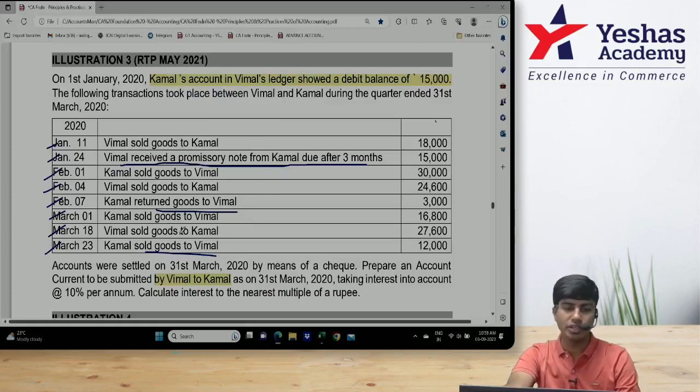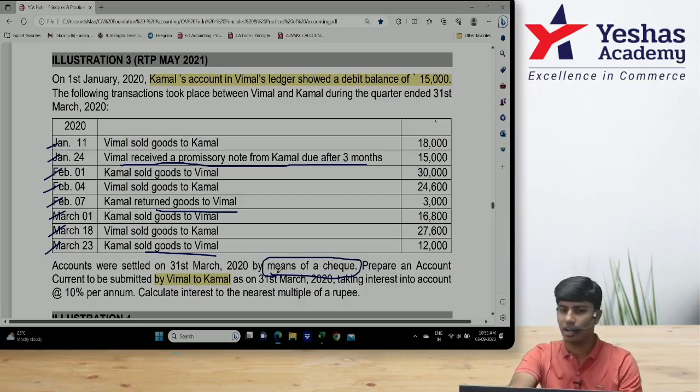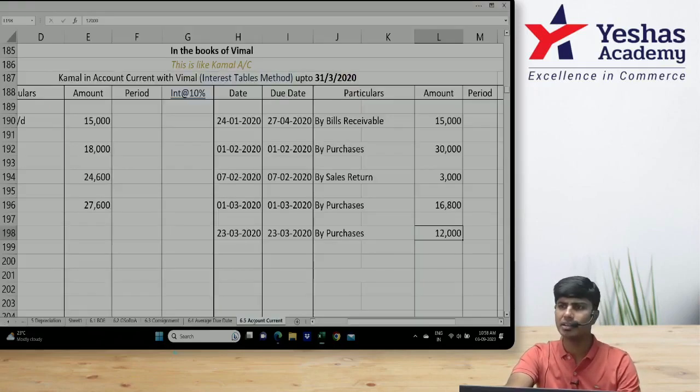Very good. So now they're saying accounts are settled by means of cheque. Meaning you should not write balance carried down. Right? Bank. By bank or to bank. Cheque is either received or issued. And the interest rate is 10%. Shall we prepare? Very good.